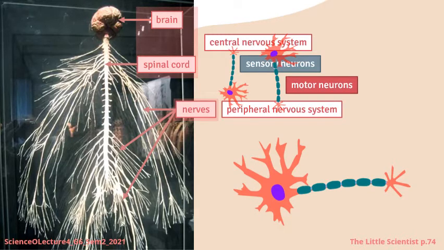These specialized cells have different parts. Here we have the dendrites, the cell body or the soma. This is the axon, and at the end we have the axon terminal. And this is how a message travels. It travels from the dendrites to the cell body, through the axon, and finally to the axon terminal.